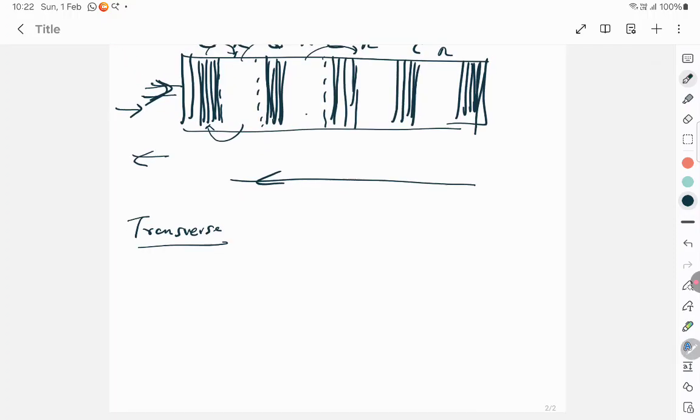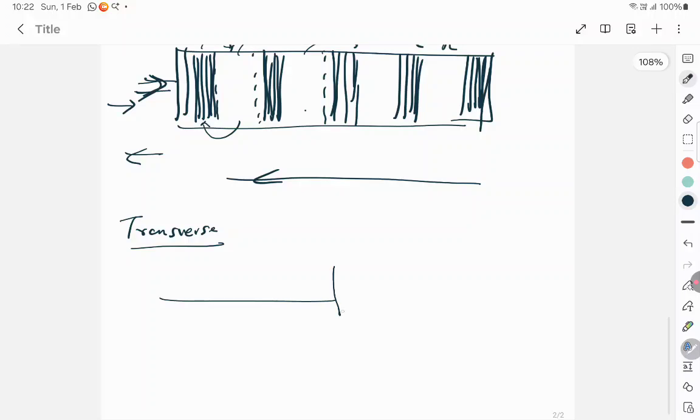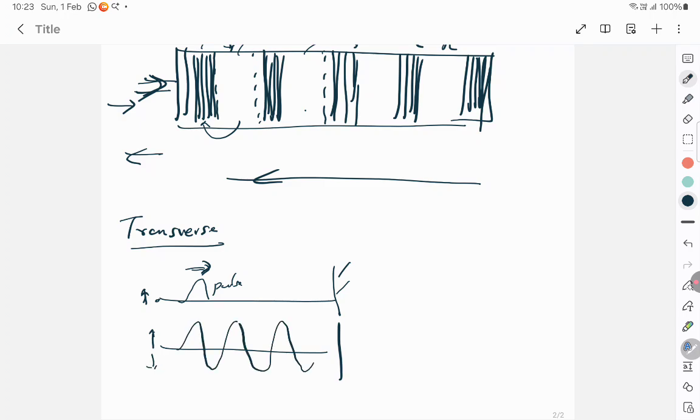A transverse wave: let's take a string which is attached to a rigid wall here. You hold this end and push it up. It develops a pulse here and keeps traveling as a pulse, propagating to the right side. You take the wire and move it up and down, and then the pulse will have an upward pulse and a downward pulse, and it could be a sinusoidal pulse, which travels from left to right.